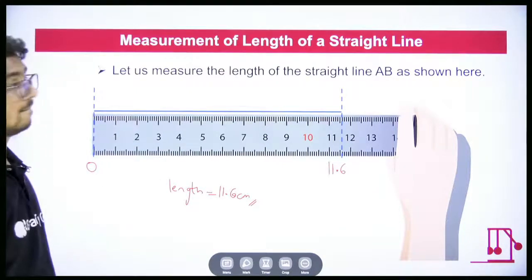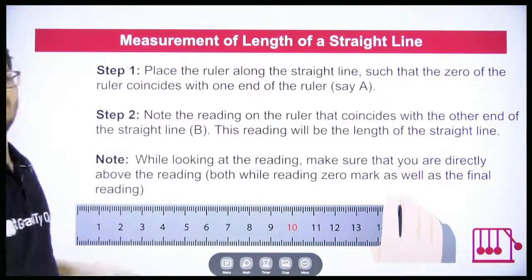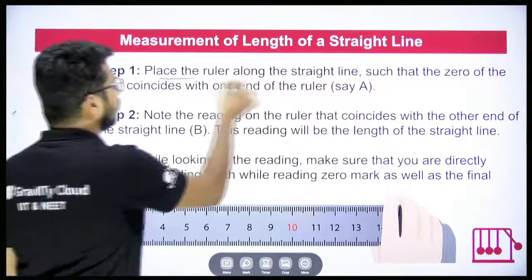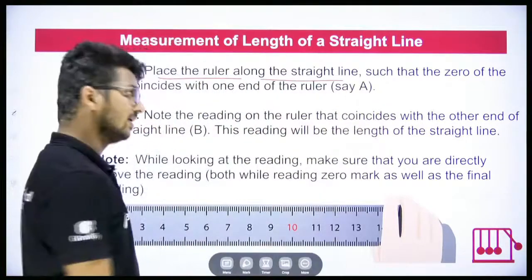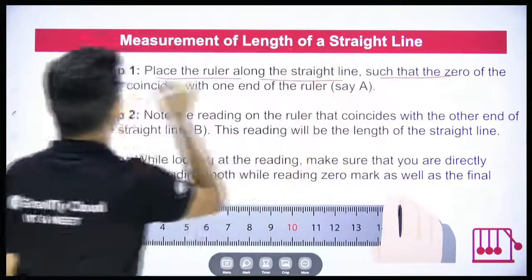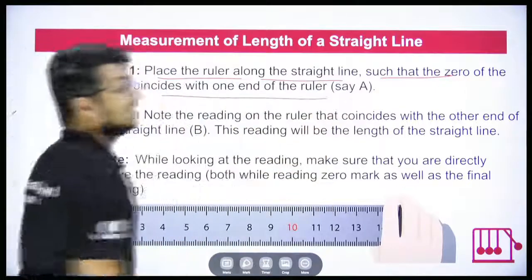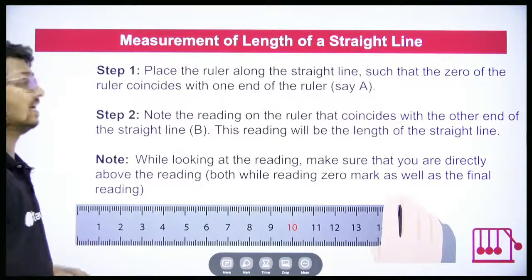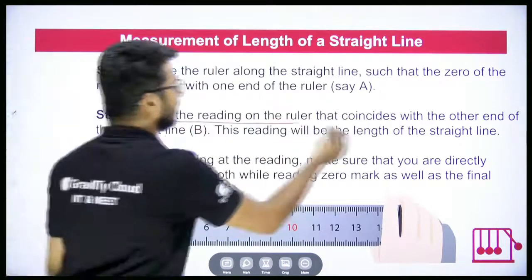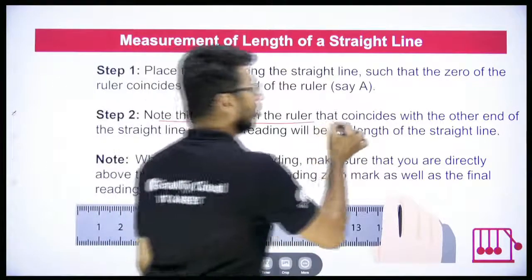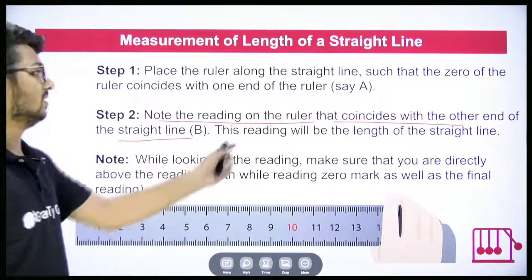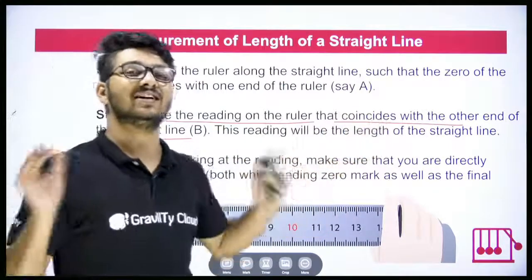Good? Okay. So all the steps are given here. You can go through them. I'll very quickly read it. Place the ruler along the straight line such that the 0 of the ruler coincides with one end of the line. In our example, we have taken it as A. Note the reading of the ruler where it coincides with the other end of the straight line, B. This reading will be the length of the straight line.